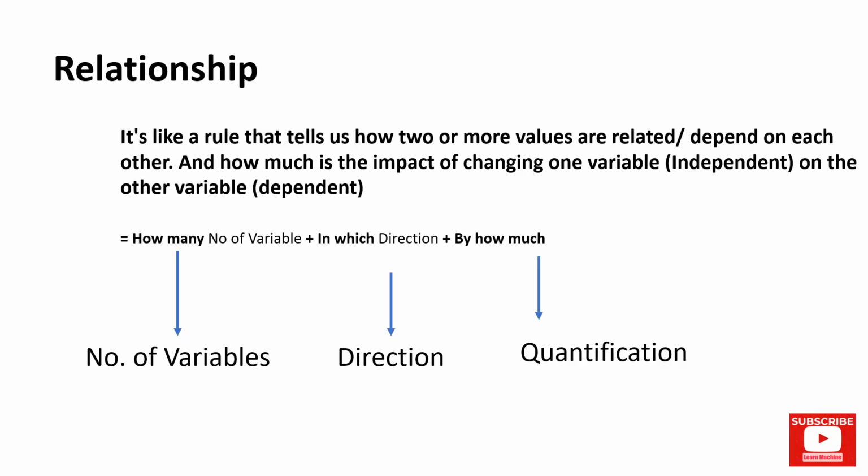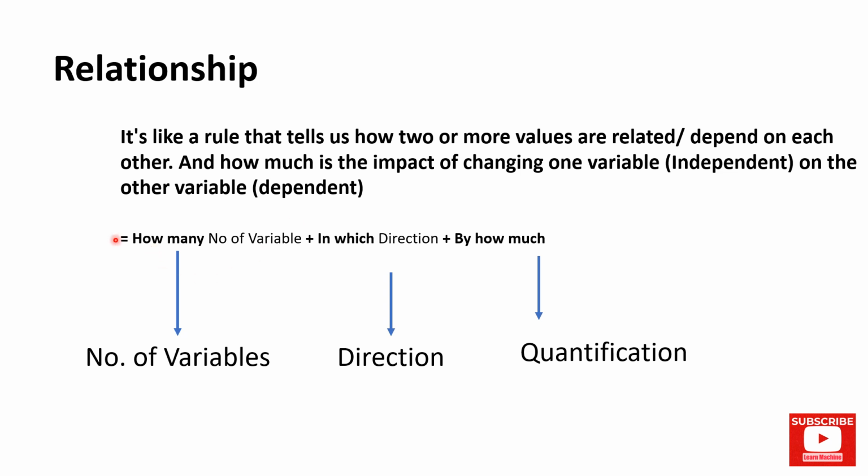To summarize, a relationship is like a rule that tells us how two or more values are related or dependent on each other, and how much impact changing one variable, generally in our case the independent variable, has on the other variable, that is the dependent. For example, if I change the independent variable, how will it impact my dependent variable? If I change my experience, how much will my salary change?